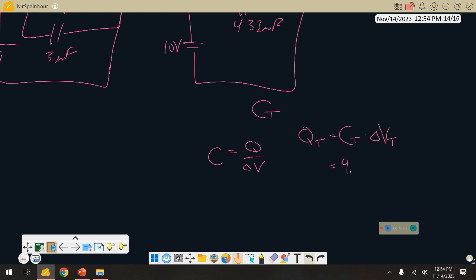Or 4.33 microfarad times 10 volts says that 43.3 microcoulombs will be charged in total.